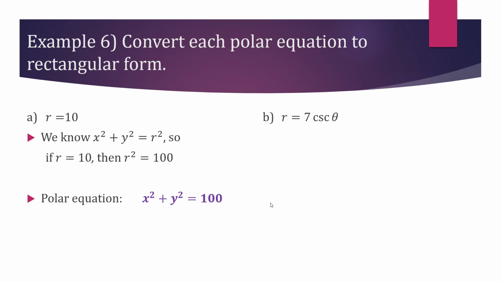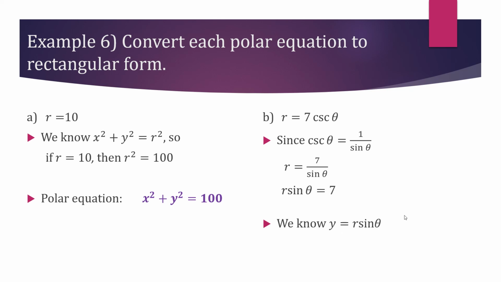Our last example here, r equals 7 cosecant theta. Recall that cosecant of theta is equal to 1 over sine theta. None of the equations that we saw earlier had a cosecant in it, so I'd rather get this into something that has a sine or a cosine in it so that I can use one of the equations that I already have. So if we replace cosecant with 1 over sine theta, then now we have r equals 7 over sine theta. Or if you multiply both sides by sine theta, you have r times sine theta equals 7. And now this should look very similar to one of the equations that we saw before, that y is equal to r sine theta. So if we just replace r sine theta with y, we get a rectangular equation of y equals 7.